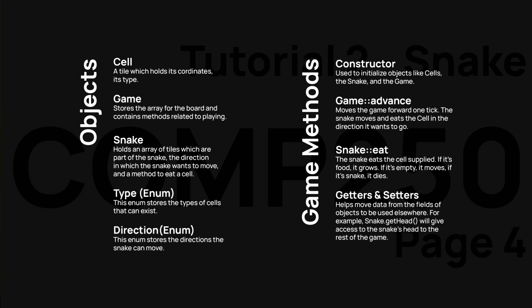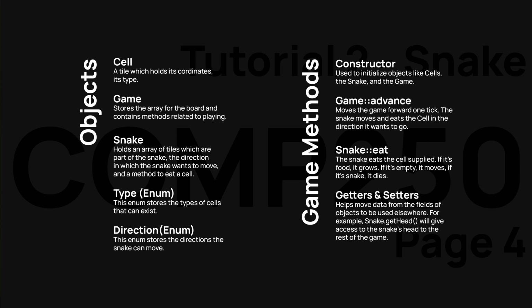And here in this one we've got a quick breakdown of our game and how we're making it. So we've got a cell which holds the type of what exists in each cell of the grid. So the 2D array will be of cells. There's the game object, which has methods related to playing. There's the snake object, which keeps track of where the snake is and where it's moving and makes sure to update the grid as to where the snake is located. We've got the type enum, which denotes which type each cell is. We've got the direction enum, which holds the directions in which the snake can move.